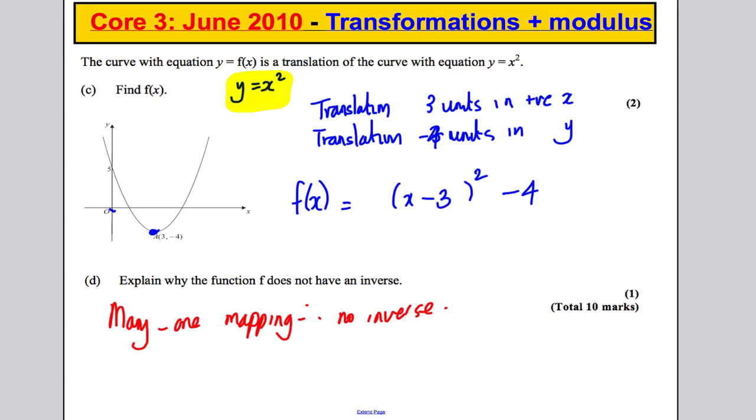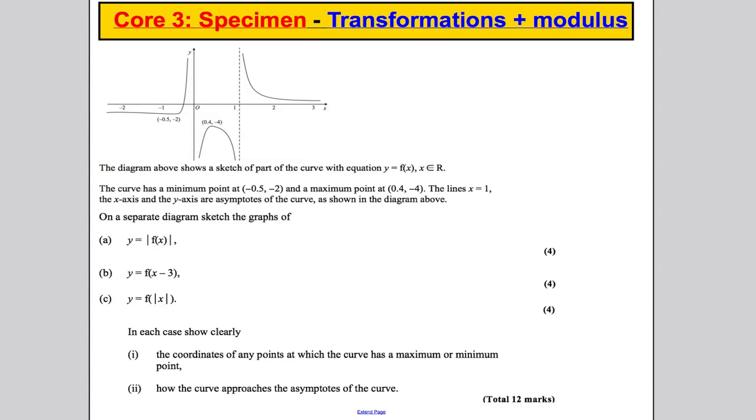Next question, pause the video, have a go. Okay, for part A, it asks us to draw the modulus of this graph. I'm just going to draw it in a red pen on here. The modulus of this graph, you draw everything of f of x, and where f of x becomes negative, you reflect it. This was negative, so you reflect it.